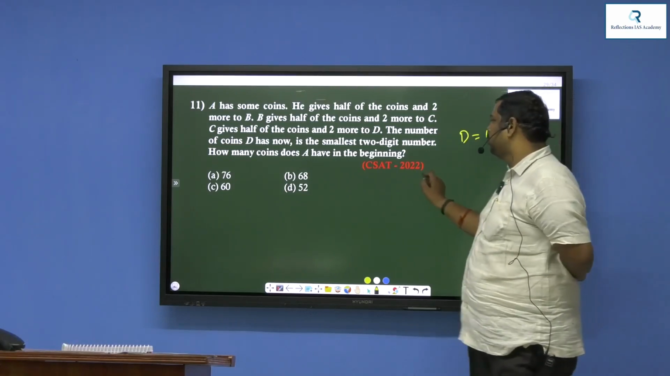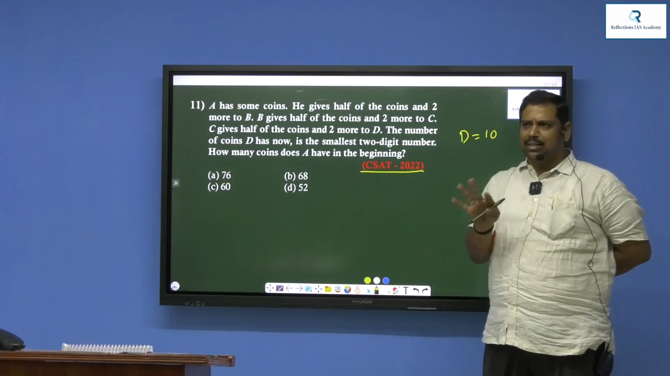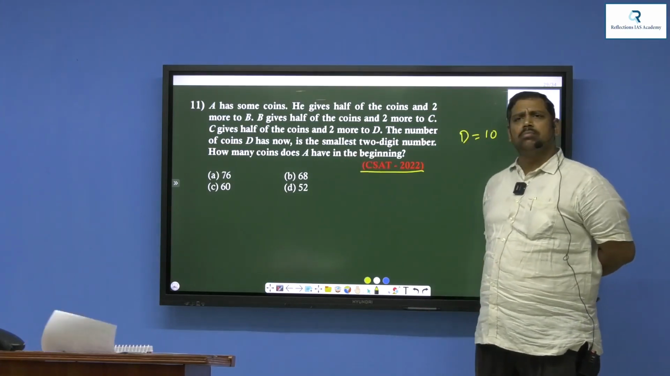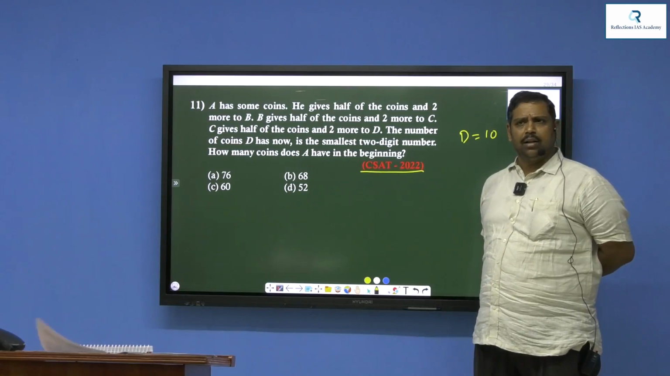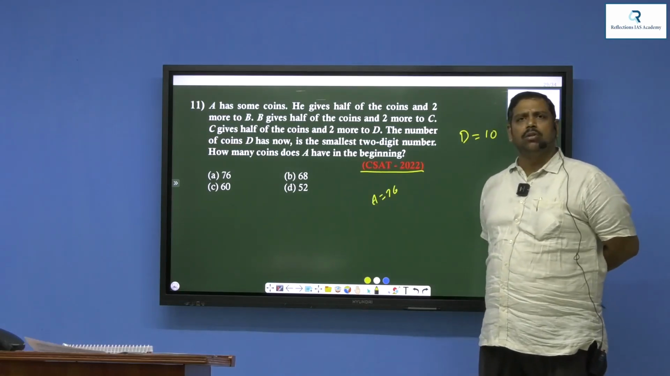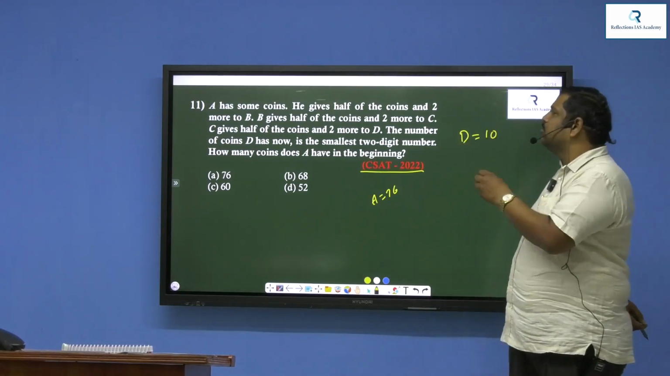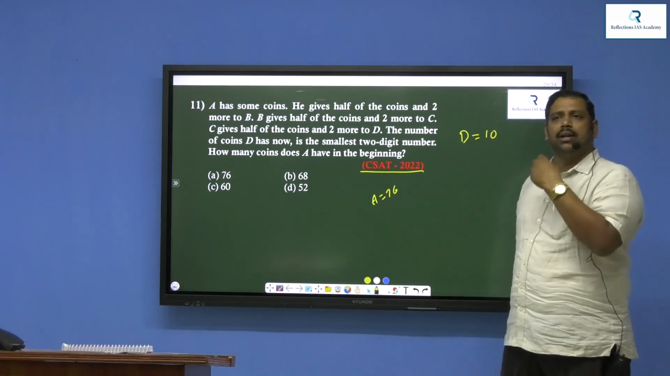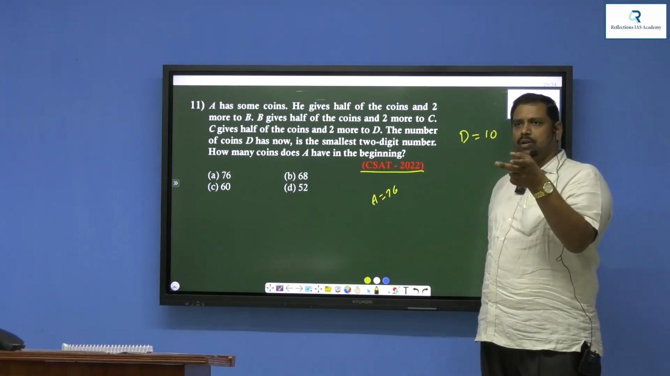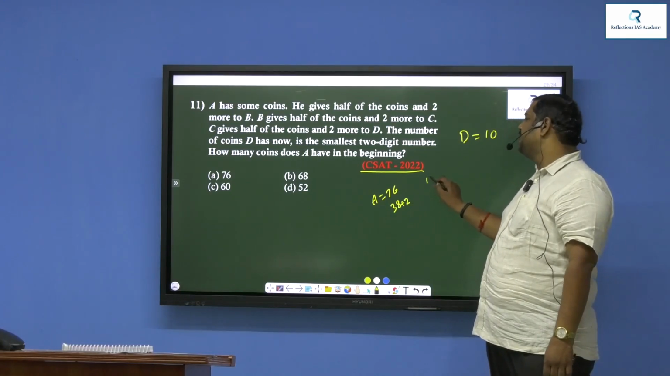This is CSAT 2022. If you know the actual procedure, it's fine. Else, go with the options. Suppose I am assuming A is equal to 76. He gave how many to B? He gives half of the coins and 2 more to B. Half plus 2. Half means 38, plus 2 means 40. So B has 40 now.